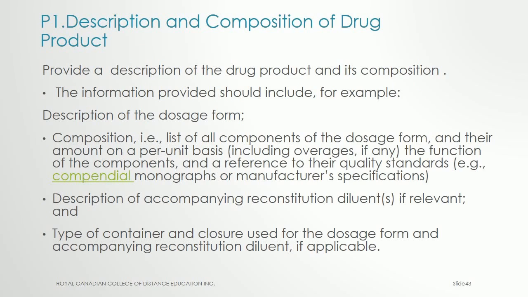Description and composition of drug product. Provide a description of the drug product and its composition. The information provided should include, for example, description of the dosage form. Composition, that is, list of all components of the dosage form, and their amount on a per-unit basis, including overages, if any, the function of the components, and a reference to their quality standards, for example, compendial monographs or manufacturer's specifications. Description of accompanying reconstitution diluents if relevant, and type of container and closure used for the dosage form and accompanying reconstitution diluent, if relevant.